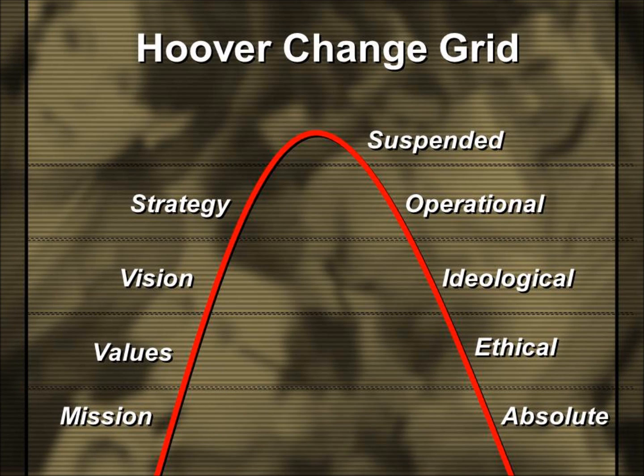When we begin to continue down the right side of the Hoover change grid, we reach operational doubt. This is doubt about specific programs or procedures that we follow. This is when people begin to question, do those programs still work? Are those programs still effective? Do we want to still engage in placing our money and our resources and our time in those programs? Or what about our procedures? Have we reached the point in our history that we need to change our procedures? They don't seem to be working for us anymore.